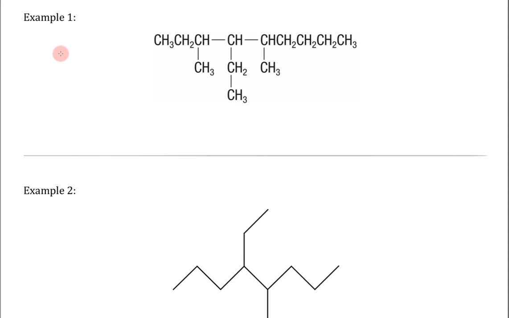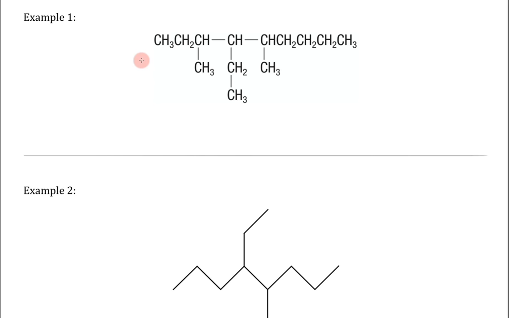All right, so here's our first example. You can see that we do indeed have an alkane here, and this is a branched chain alkane. So we have a main chain of carbon atoms, and then there are some side groups coming off the side. Now, the first step in naming alkanes, and really in naming any organic compound, is to first identify the longest continuous chain of carbon atoms in the molecule.